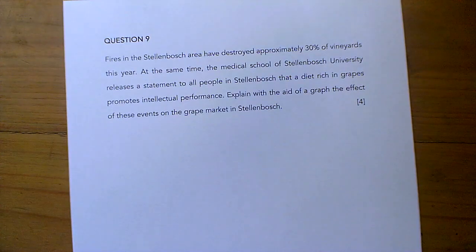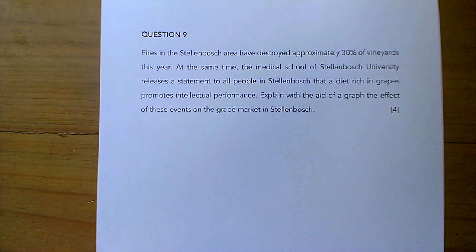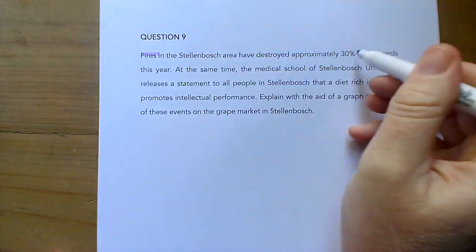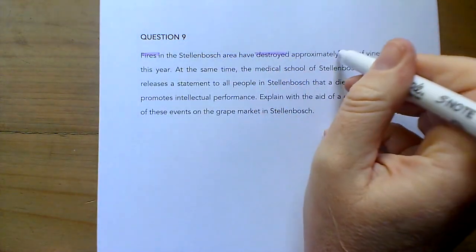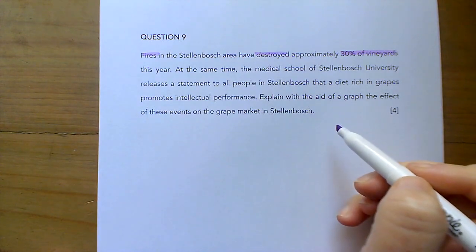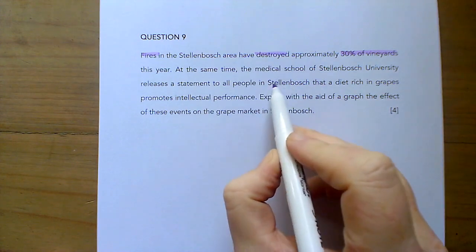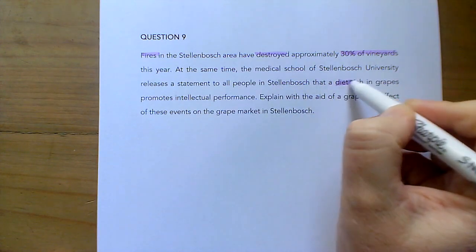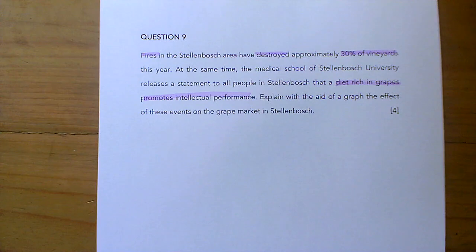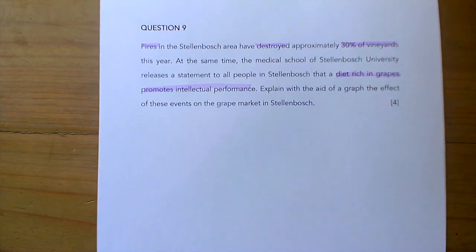In question 9, they now ask us to work with changes that are happening at the same time. So we have fires that cause a 30% destruction of vineyards. And at the same time, the Medical School of Stellenbosch University releases a statement to all people in Stellenbosch that a diet rich in grapes promotes intellectual performance. Explain with the aid of a graph the effect of these events on the grape market in Stellenbosch.